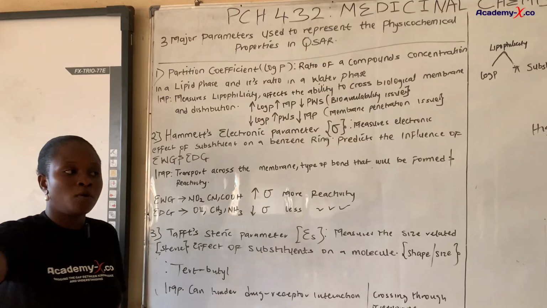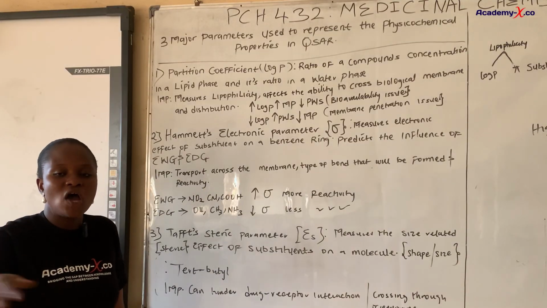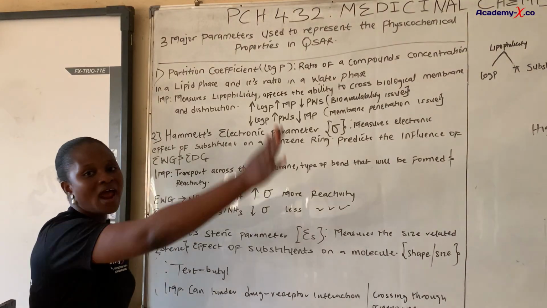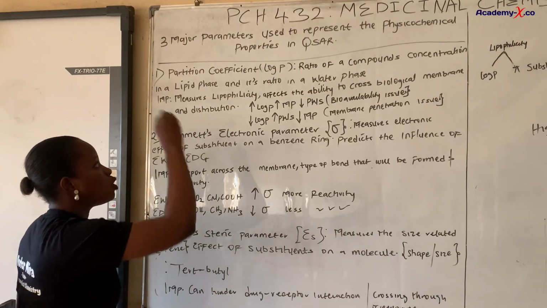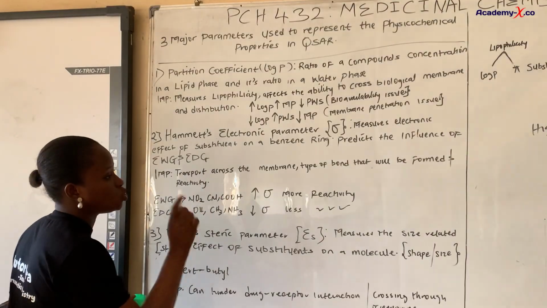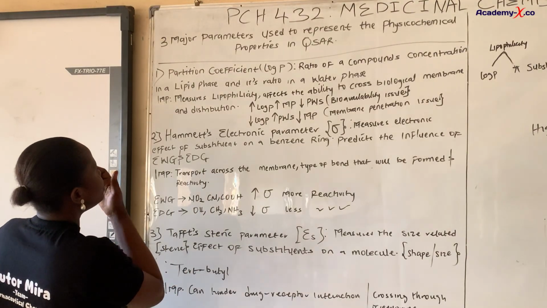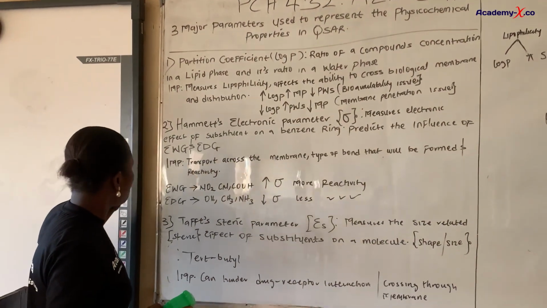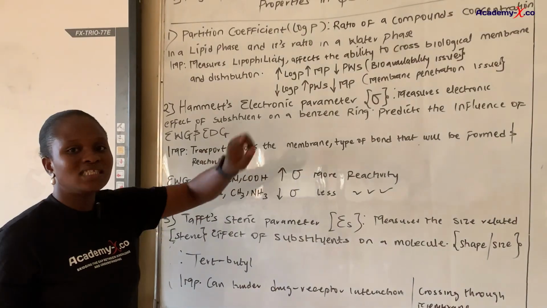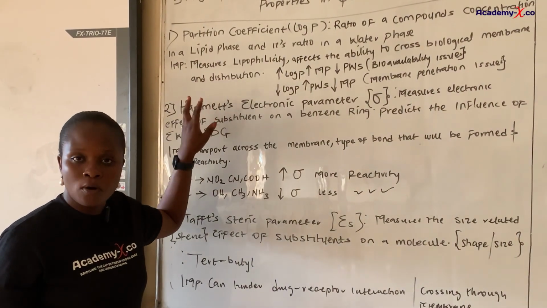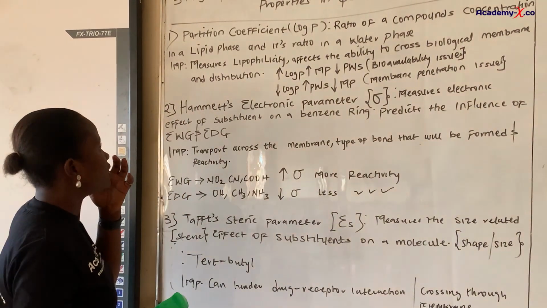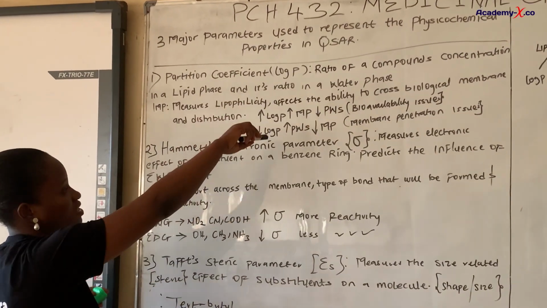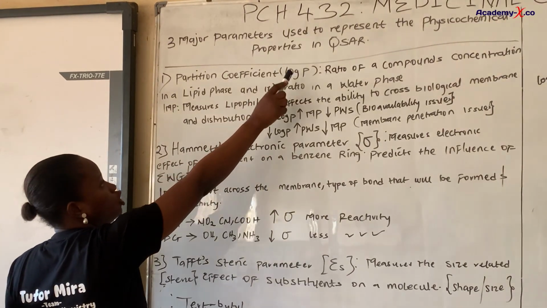So all these physicochemical properties that we've been listing, ionization, steric effect, and all of that, we have three major ones that summarize all of them, and they are utilized in QSAR, which is quantitative structure activity relationship. If you pay attention, you find out that these three parameters summarize the previous physicochemical parameters that we listed the last time. The number one on our list today is partition coefficient, which is represented as log P.